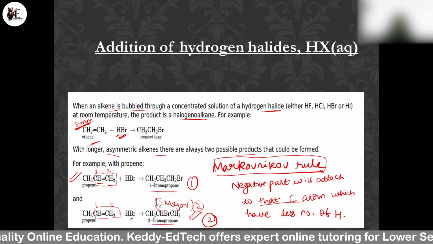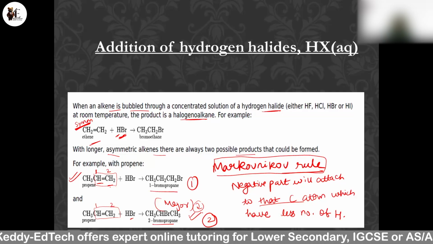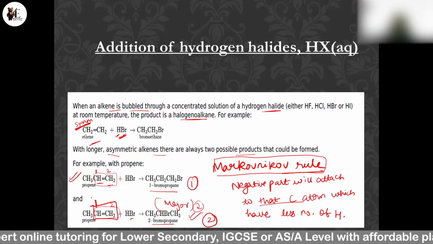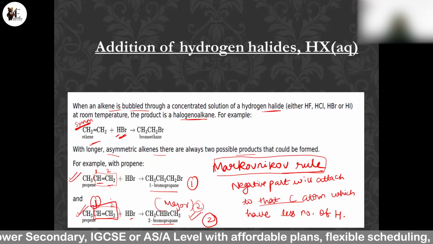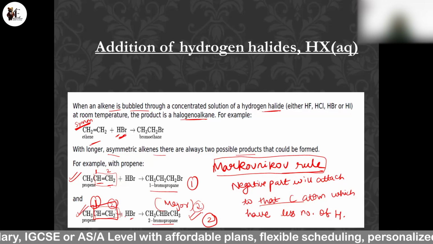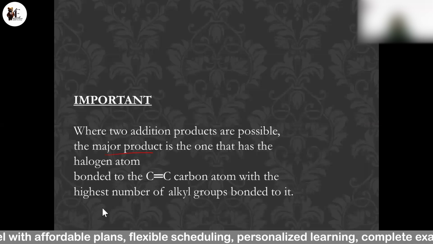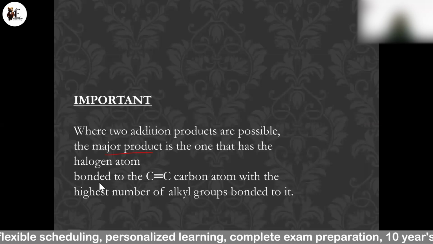In this case, if we see, this is my alkene. This carbon number 1 is most substituted because it has a methyl group, while carbon number 2 has only 2 hydrogens. So bromine will attach to the carbon number 1. This is your Markovnikov's rule.